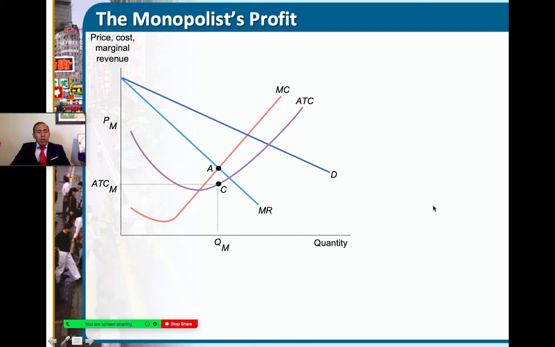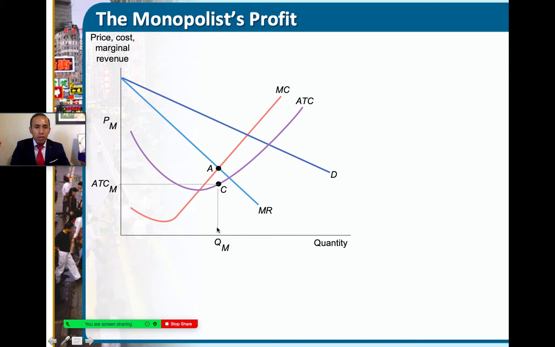We need to highlight the steps for a monopoly's production ability. Step number 1, identify where marginal revenue is equal to marginal costs, or more specifically, identify where those two curves meet. Where marginal revenue and marginal costs intersect, that occurs at point A. At point A, the firm produces a quantity monopoly, QM.